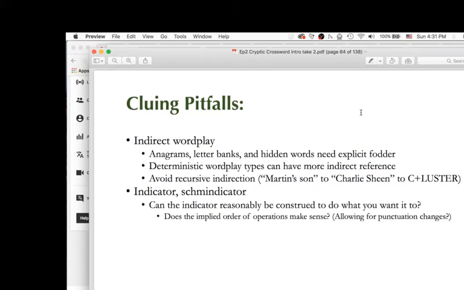Also, does the implied order of operations with your indicators make sense? Now, you can allow for punctuation changes in your clue. Sometimes punctuation is meant to be misleading. And sometimes you sort of think about, well, I would need to put some implied parentheses in place.